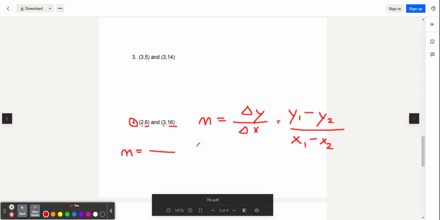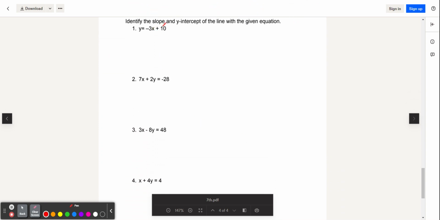It doesn't matter which point you start with as long as you coordinate them. So 16 and 3, or 6 and 2. It does not matter the order. Just remember, 6 should be on top of 2, and 16 on top of 3. 16 minus 6 is 10, 3 minus 2 is 1. So the slope of this line that goes through these 2 points is 10.